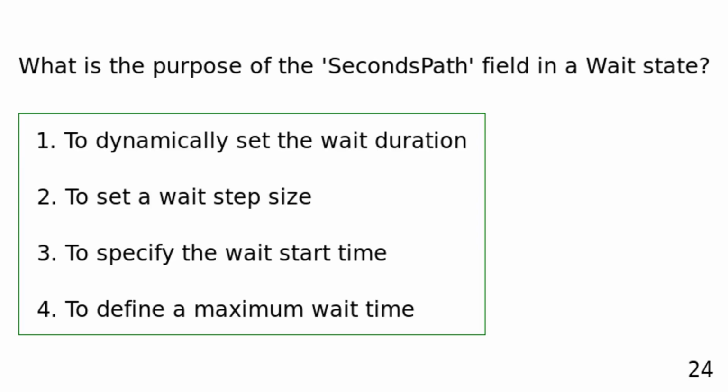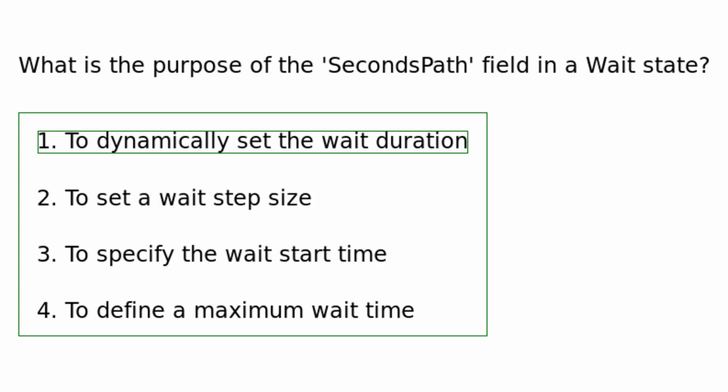What is the purpose of the SecondsPath field in a Wait state? To dynamically set the wait duration. To set a wait step size. To specify the wait start time. To define a maximum wait time. The SecondsPath field in a Wait state of AWS Step Functions allows you to dynamically set the wait duration based on the state's input, providing flexible delays.